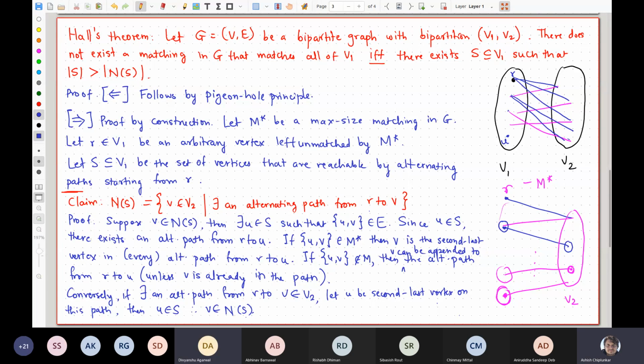Sir, I was a bit disconnected in between. Can you please explain that we wrote that since U belongs to S, there exists an alternating path from R to U? Maybe I'm forgetting something, but can you explain how this is true? What is the definition of S? This is the definition of S, no? Okay, sir, okay. That is just by the definition.